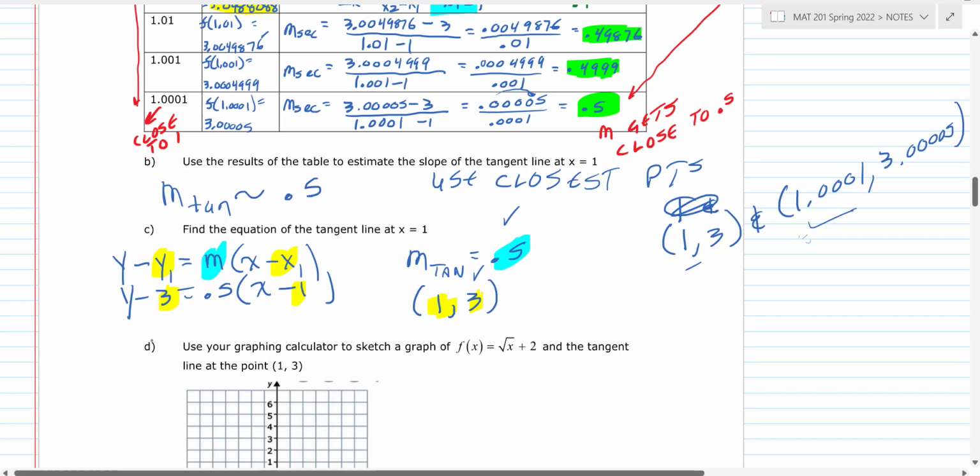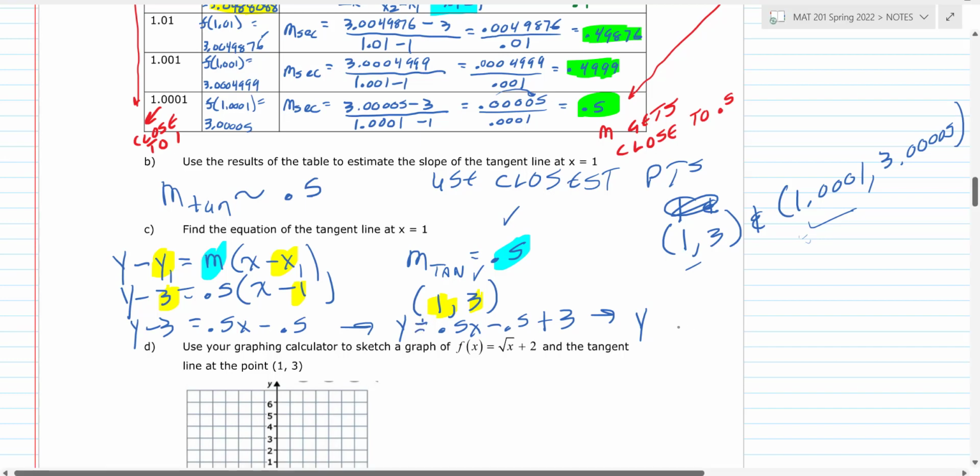Okay, and then what we'll do is just work this out. y minus 3 equals 0.5x minus 0.5. You can add 3 to both sides, so you'll get y equals 0.5x minus 0.5 plus 3. So you end up getting y, whoops, I think I missed my equal sign.